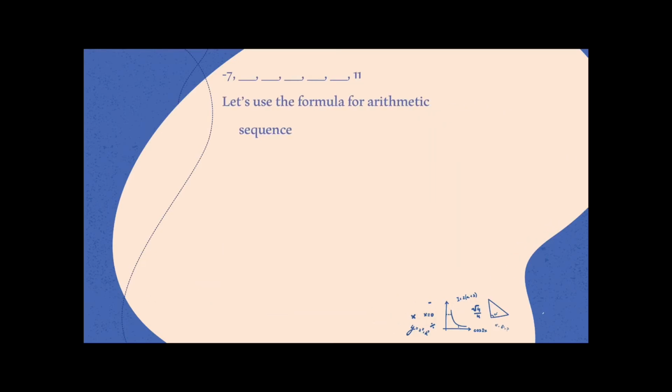Let's use the formula for arithmetic sequence. A sub n equals a sub 1 plus n minus 1 times the common difference. We will use whatever values we have. A sub 7 is 11, while a sub 1 is negative 7, and we will leave d as it is because it is unknown. Now, we will use the addition property of equality to isolate 6d. Then, divide both sides by 6. The value of our common difference is 3.